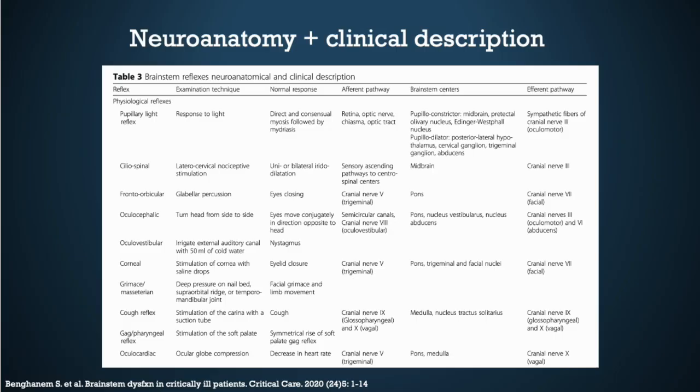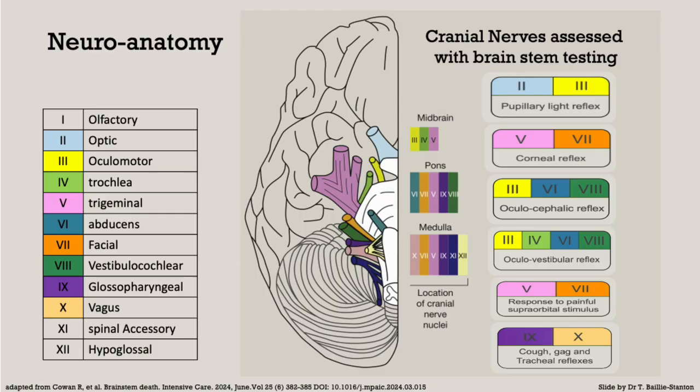So this is a detailed slide looking at the neuroanatomy. So the cranial nerves and the afferent and efferent pathways to help with revision. So I'm a visual learner. I like color and pictures. If you're anything like me, then this is the slide for you to help you figure out what cranial nerves we're testing and where they are.